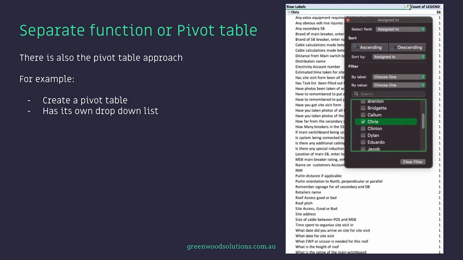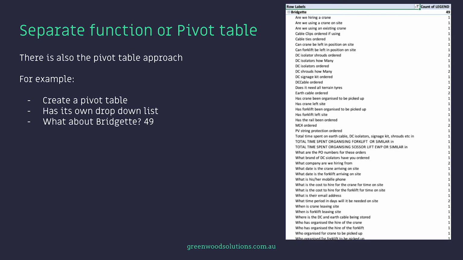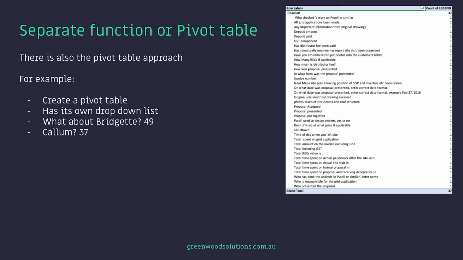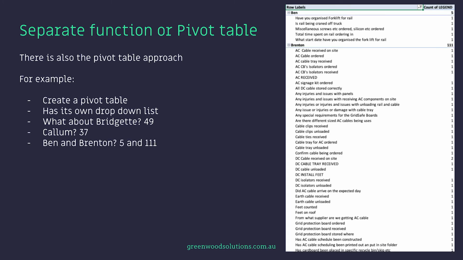Now, it has its own drop-down list, so I can select Chris or Callum or Bridget or any other name that's in my list. So what about Bridget? Well, she's got 49 tasks. Not as bad as Chris, but I still feel sorry for her. Callum, 37. Yeah, you're the winner so far, Callum. Ben and Brenton, 5 and, oh no, 111 tasks.